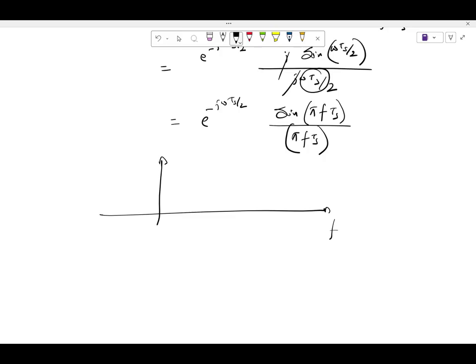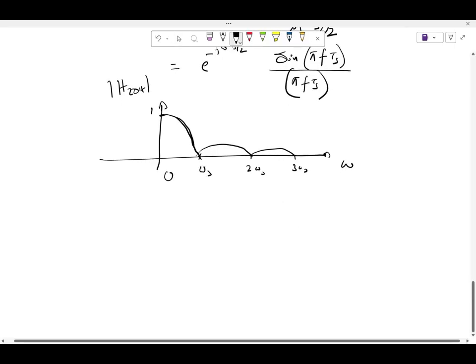It should have, at 0, I should get 1. And we should have zeros at f equal to fs, 2fs, 3fs, and so on, right? Or in terms of omega, I should get zeros at omega s, 2 omega s, 3 omega s, and so on. So if I plot the mod of zero order hold, I should get something like this. Correct? And what was our H of j omega Ton?